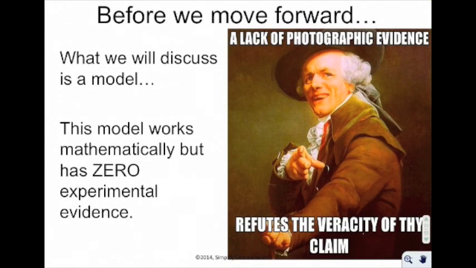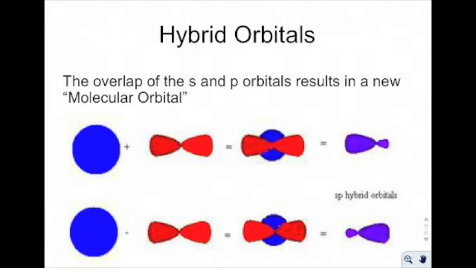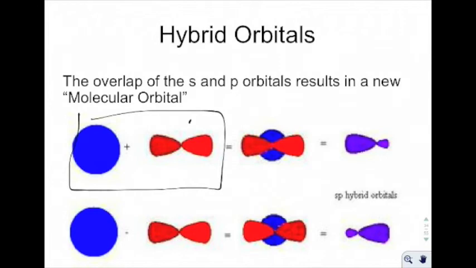Okay, before we go forward, what we will discuss is a model. This is a model that works, and you're going to be taught it in chemistry and in college chemistry, but there's zero experimental evidence for this particular model. It works mathematically, but we have yet to find any sort of verifiable physical evidence of it. And that's hybrid orbitals. So the overlap of an s and p results in a new, what we call, molecular orbital that we call an sp hybrid orbital. Okay, so you can create these hybrid orbitals from the combination of various orbitals between the two things that bond. Now, the assumption is that when you combine these two shapes, you get a new shape that we predict to be called the hybrid orbital.